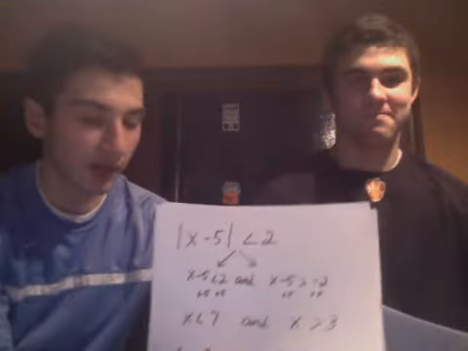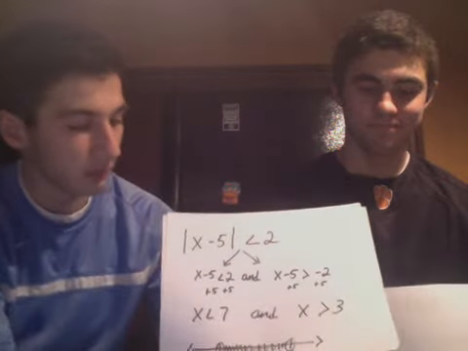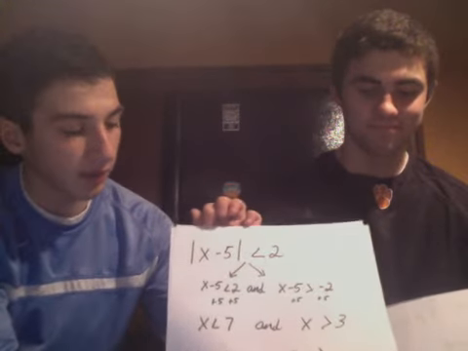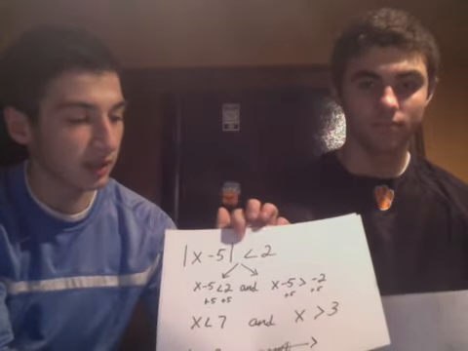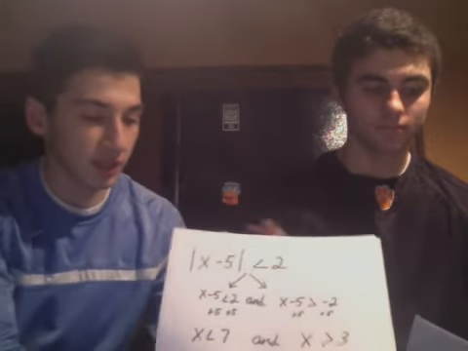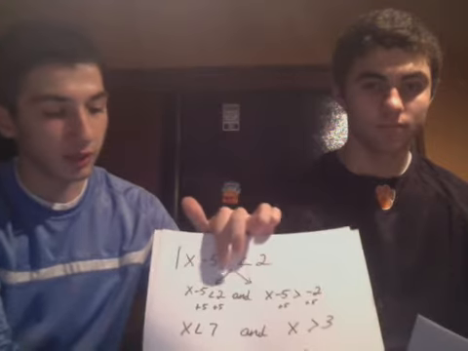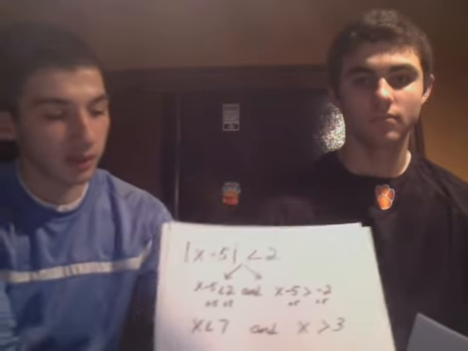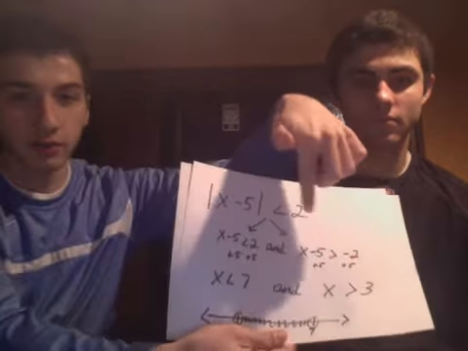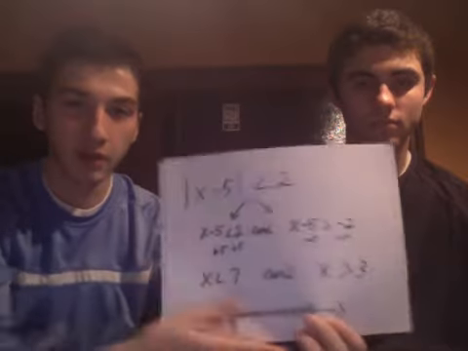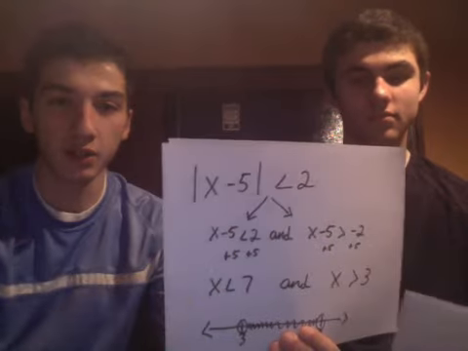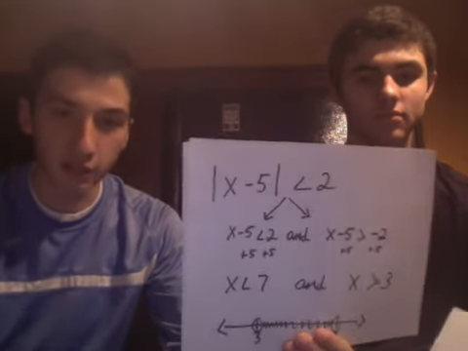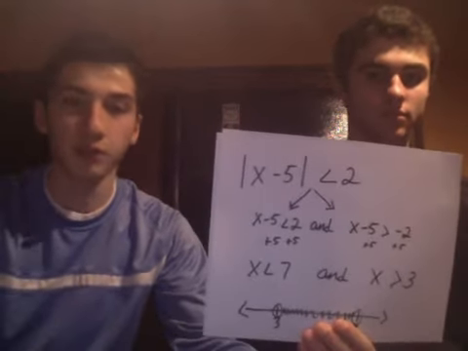So here's our first problem. We have the absolute value of x minus 5 is less than 2. Since it's the less than sign, we split it up into two different problems, and we use the "and" because it's less than. So we have x minus 5 is less than 2, and x minus 5 is greater than negative 2.